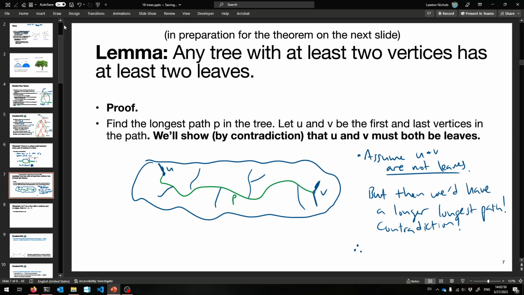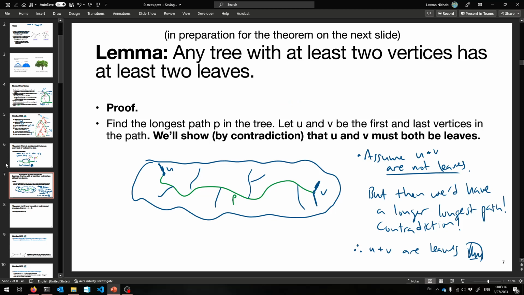U and V must have been leaves, and there's at least two of them. Yay. That's the goal. And this is talking about free trees, by the way, because if one's the root, there can only be one leaf if there's at least two vertices. But in a free tree, nobody's the root. It's just one away. There's only one neighbor, so they're both going to be leaves.